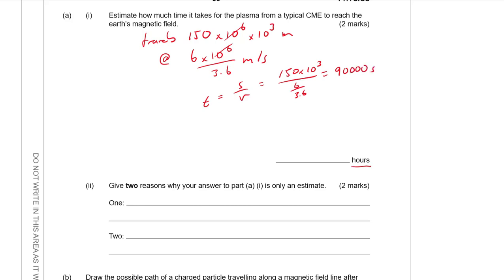Now it's asking for hours, so I'm going to convert that to minutes by dividing by 60, and I get 1,500 minutes. And then when I divide by 60 again to get in hours, I get 25. So 25 hours is my answer.